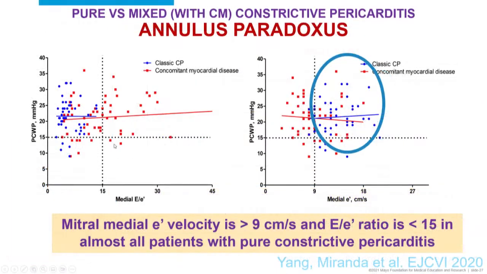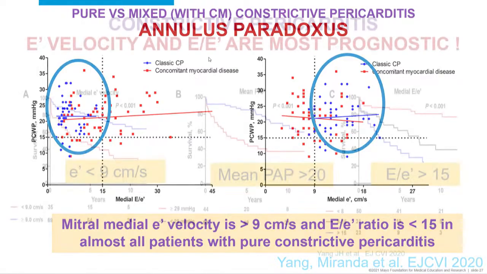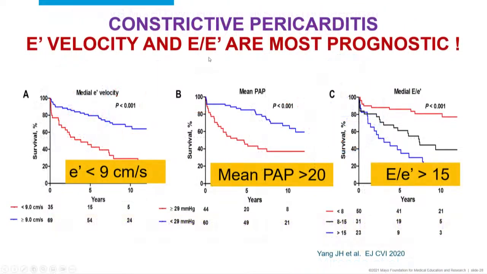And also the E prime in pure constriction is usually less than 7 or 8, 10. But in patients with myocardial disease, mixed constriction looks like a myocardial disease. So it's a little bit different because of the mixed component. So when we look at the prognostic value after pericardiectomy, the E prime velocity, again, is the most important part.